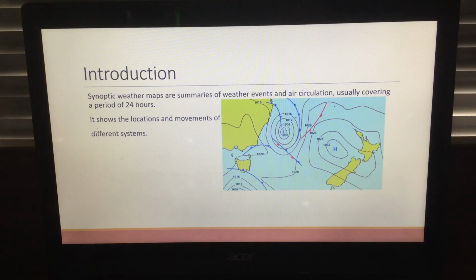A synoptic weather chart is basically a map or a chart showing the movement of different pressure systems over a geographical area. This one is showing the movement of different pressure systems around the east coast of Australia. Here's New Zealand over here. It usually spans over 24 hours. If you go onto the South African Weather Services website, you can get today's synoptic weather chart, and that's going to be valid for about a day. So it's just showing the location and movement of different systems.